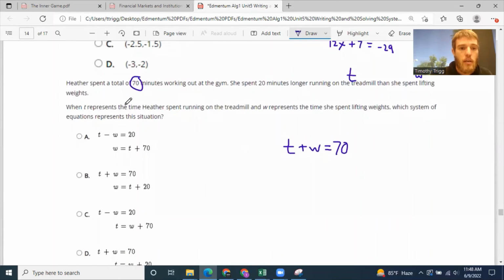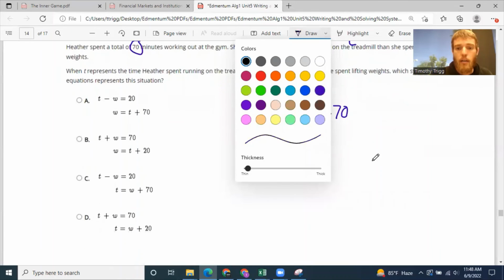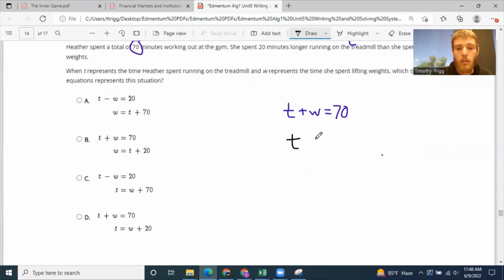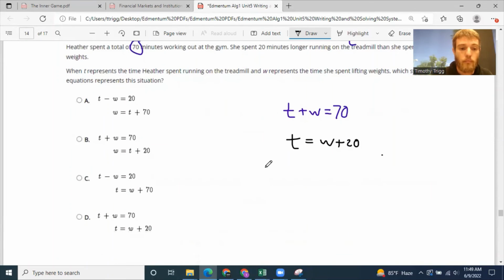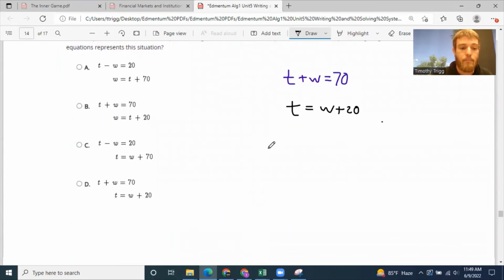Then it also says she spent 20 minutes longer running on the treadmill. So the way I kind of think about that is, does the amount of time she spent on the treadmill equal the amount of time she spent lifting weights? Well, no, they're not equal. She spent 20 minutes longer on the treadmill. So if I take the treadmill's time, that's not the same as the weightlifting time. You would have to add 20 to the weightlifting time to equal the treadmill time, wouldn't you? Okay, so there you go.